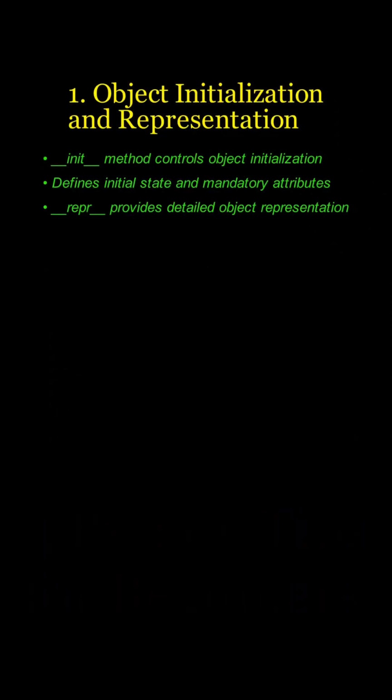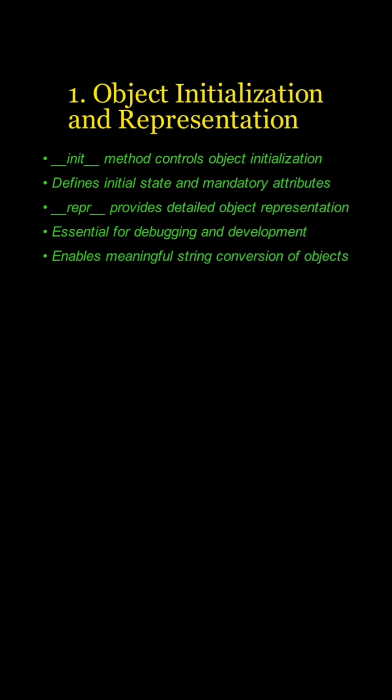Our first key magic methods are __init__ and __repr__, fundamental to creating and debugging objects. The __init__ method controls object initialization. It's called whenever you create a new instance of the class, which is where you define the object's initial state and setup and any required attributes. Meanwhile, the __repr__ method provides a detailed representation of your object, primarily intended for debugging and development. It should ideally return a string that, if evaluated, would recreate the object.